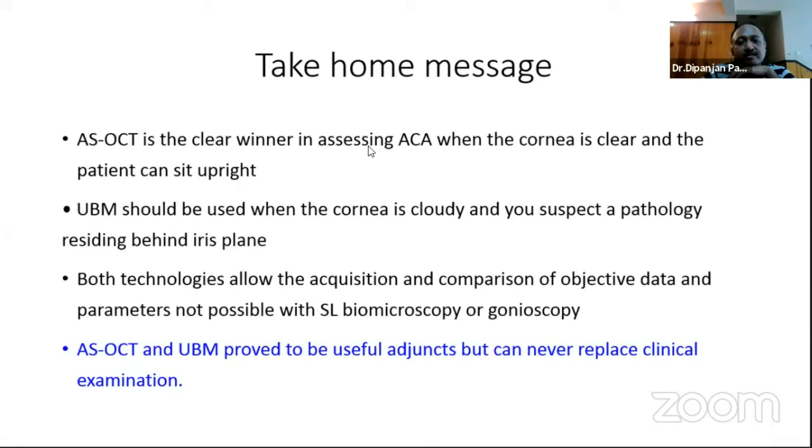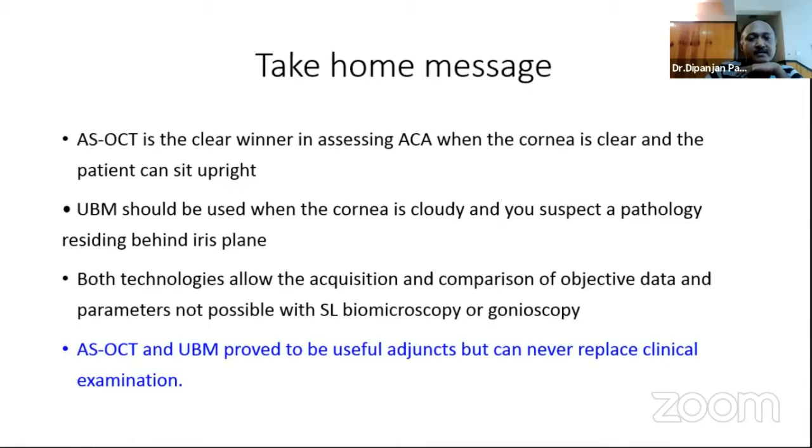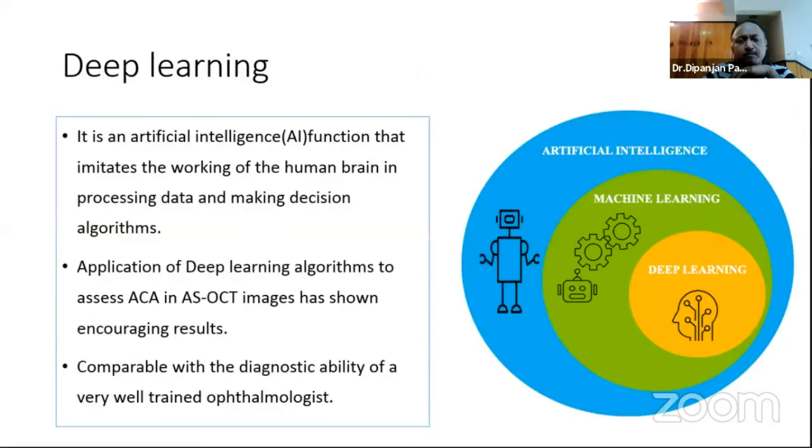The take-home message is that ASOCT is the clear winner in assessing the anterior chamber angle when the cornea is clear and the patient can sit upright. UBM should be used when the cornea is cloudy and you suspect a pathology that resides behind the iris. Both technologies allow the acquisition and comparison of objective data and parameters not possible in slit-lamp biomicroscopy or gonioscopy. ASOCT and UBM proved to be useful adjuncts, but can never replace clinical examination. And probably this is the future, that is called deep learning.